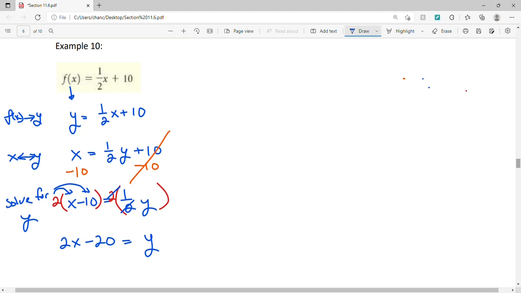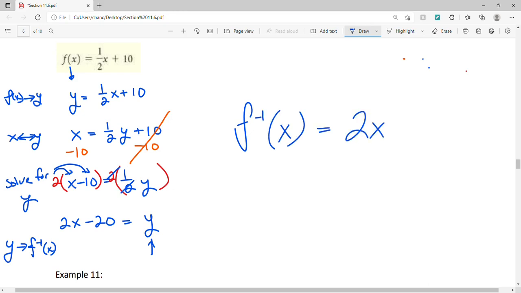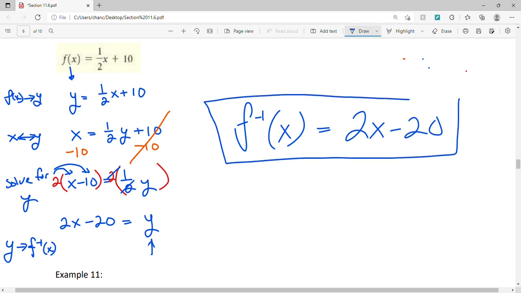And the final step of this is to replace the y with f inverse of x. So my final answer is f inverse of x is equal to 2x minus 20. That's my inverse function.